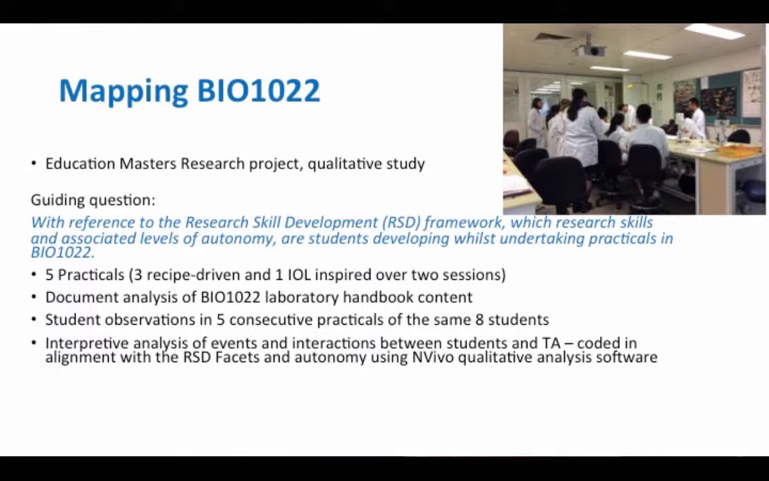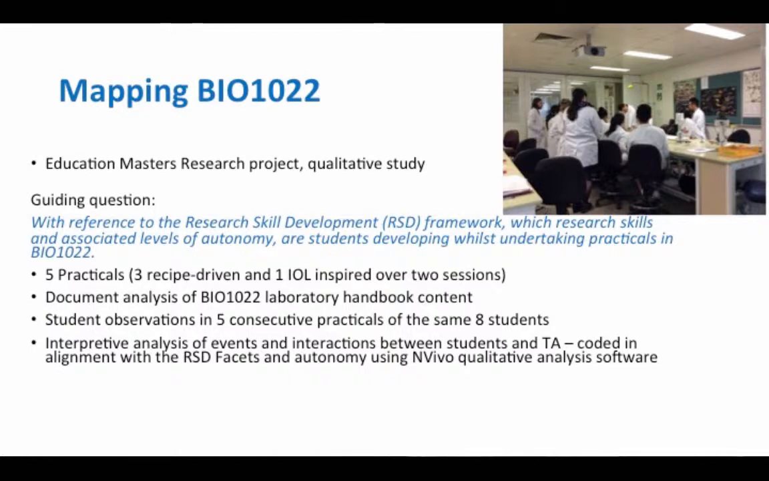So with that in mind, I looked at a first year, second semester practical unit, and the unit had 6 pracs, but I only observed 5 because the 6th prac was a presentation, and I wasn't able to look at what students had done to prepare for that presentation, which were experimental processes. 3 of the pracs were recipe-driven traditional science pracs, and 2 were inquiry-oriented pracs that went over 2 sessions. So it was the one topic explored over 2 sessions.